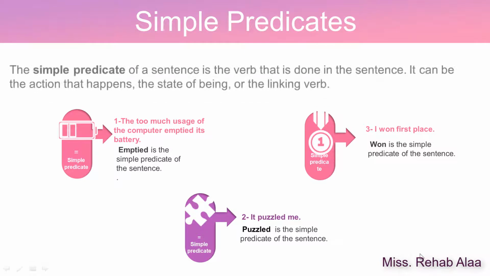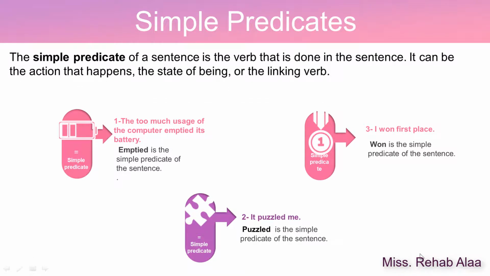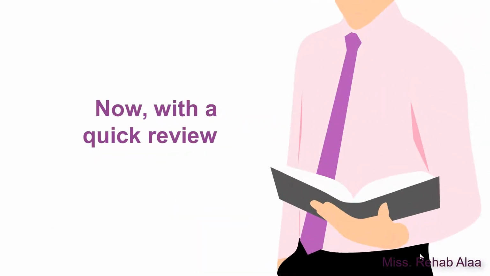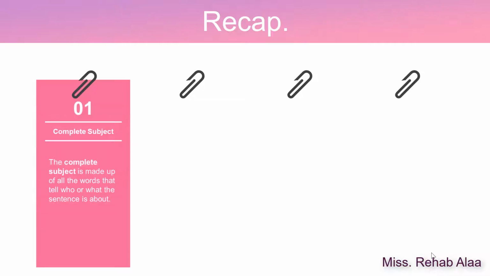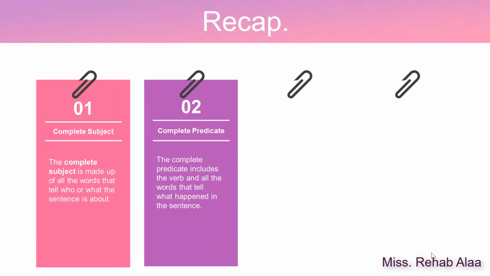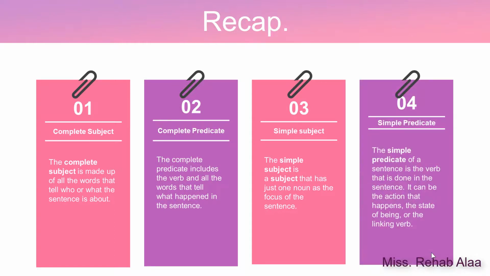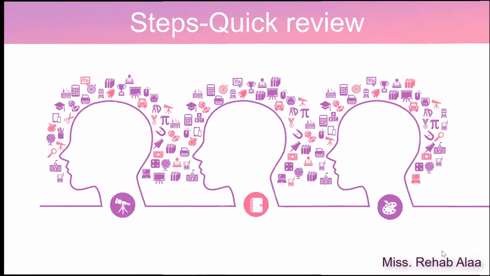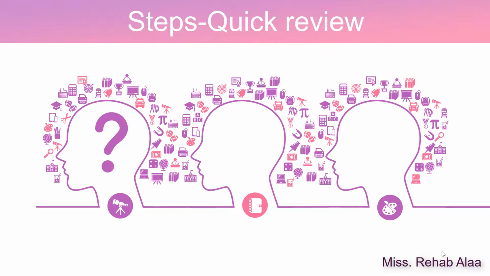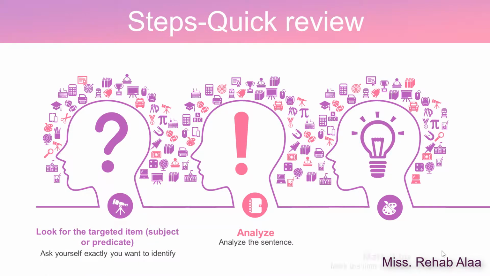From these examples, we can conclude that the simple predicate of a sentence is the verb that is done in the sentence. It can be the action that happens, the state of being, or the linking verb. Now let's go over all what we said. The complete subject tells what or who the sentence is about, while the complete predicate tells about the subject. The simple subject is the main focus or the single noun in the sentence, while the simple predicate is the verb that is done in the sentence. We can simply follow these steps. 1. Search for the targeted item, whether it's a subject or a predicate. After this, you analyze. Then, you mark up what you're looking for.